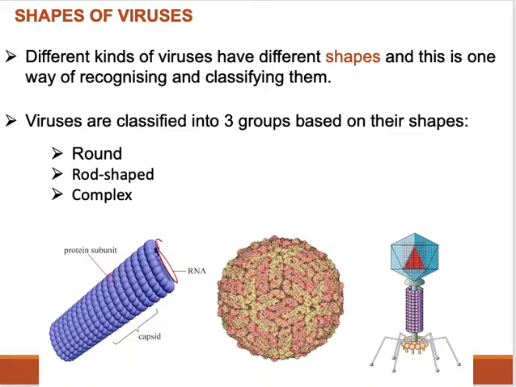Moving on then to the shapes of viruses. Viruses are classified according to their shape, and they can be round or rod-shaped, or they can be what's called complex, here over at the end. That's a complex bacteriophage. If you like, you can think of it as a more complicated looking shape.